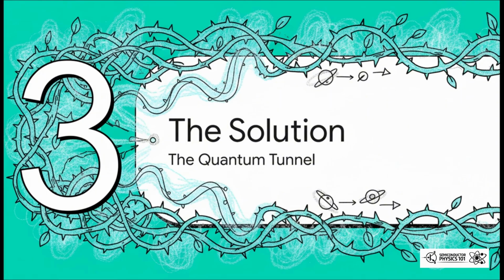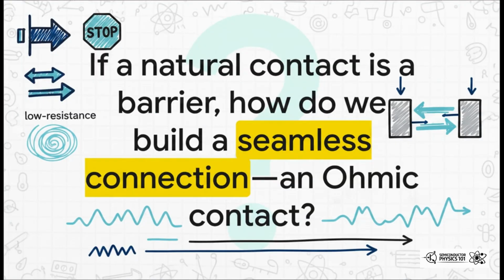Well, the answer comes from a really clever trick that takes advantage of the weird world of quantum mechanics. This is the challenge, right? We don't always want a one-way diode. In fact, most of the time, we just need a simple, low-resistance, two-way connection. That's called an ohmic contact. So how do we defeat this natural barrier and build that electron superhighway we need?